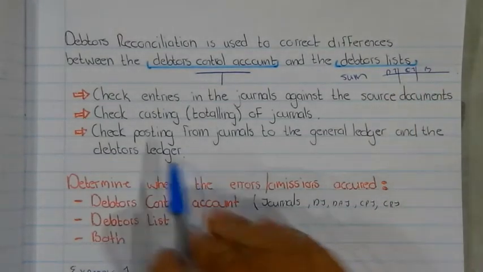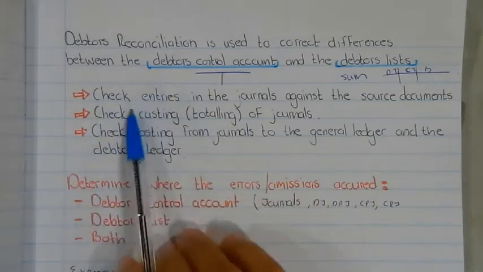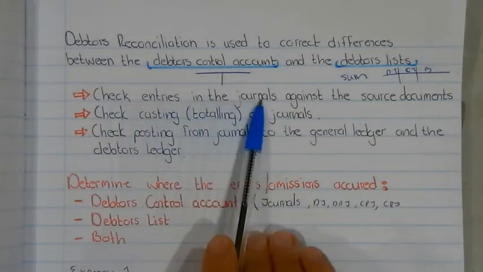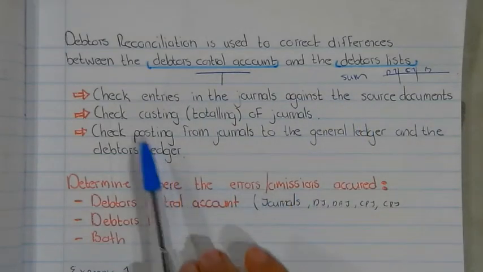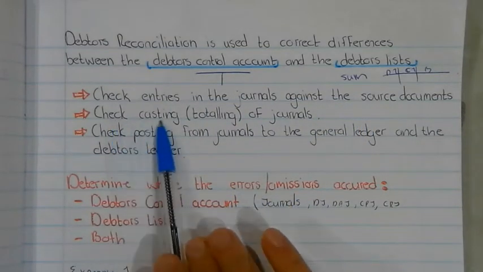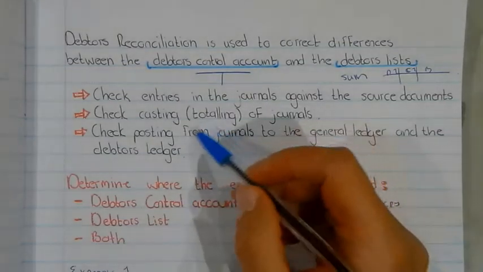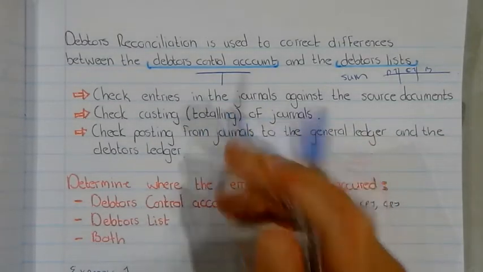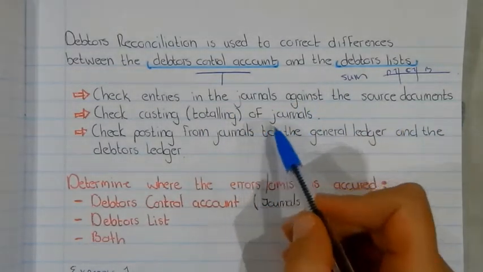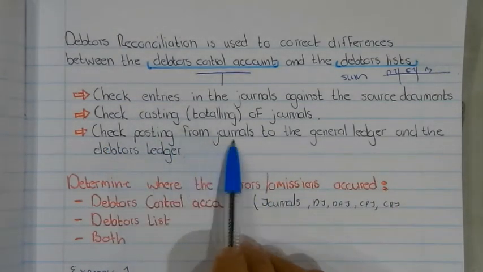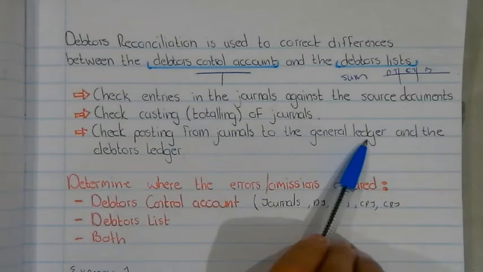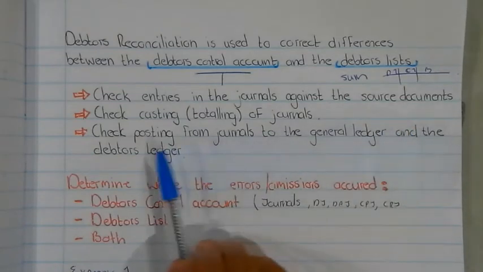Okay, so how are we going to do this? We're going to check the entries in the journals against the source documents. This must be the same. We are also going to check the casting. Casting is another word for the totaling, the total of the journals. And we're going to check the posting from my journals to my general ledger and to the debtors ledger.